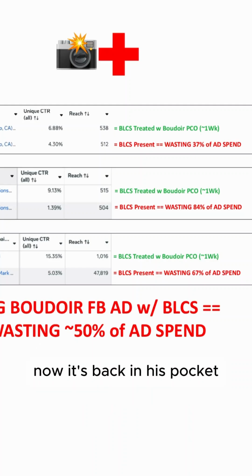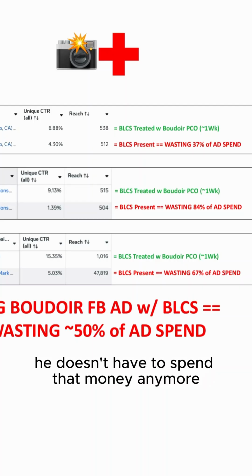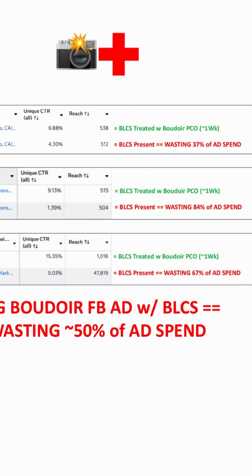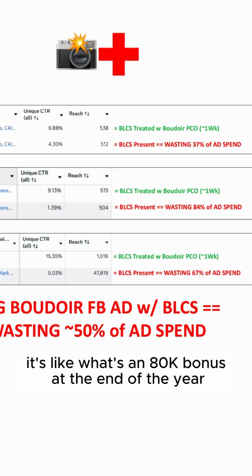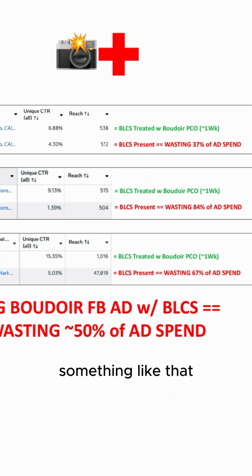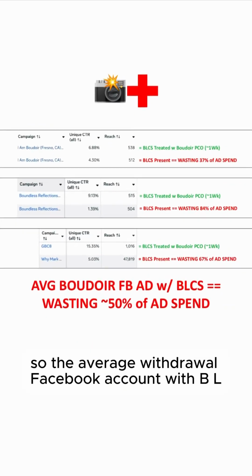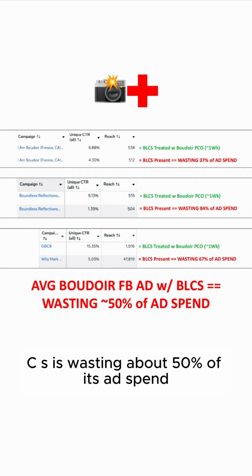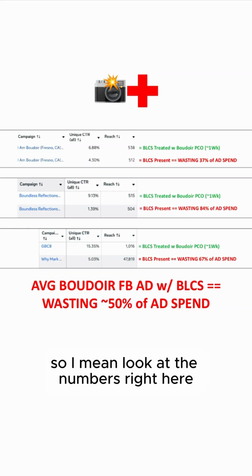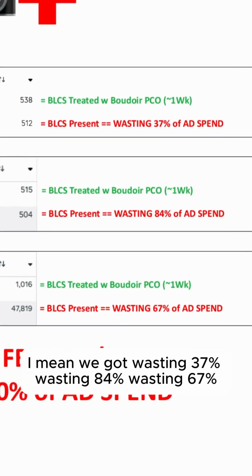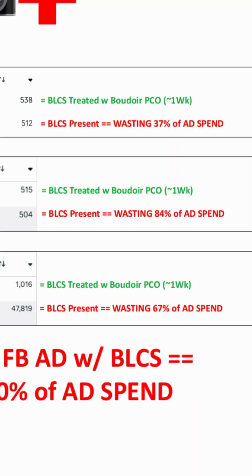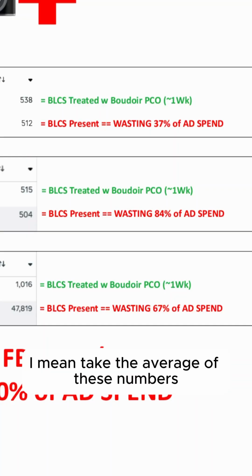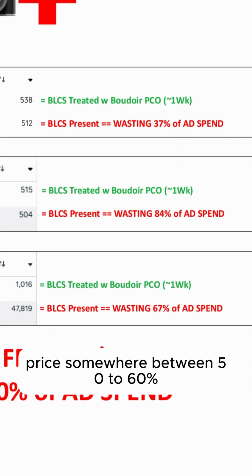Now it's back in his pocket every single month. He doesn't have to spend that money anymore. And it's like, what's an 80K bonus at the end of the year, something like that. So the average boudoir Facebook ad with BLCS is wasting about 50% of its ad spend. So, look at the numbers right here. We got wasting 37%, wasting 84%, wasting 67%. Take the average of these numbers, probably somewhere between 50 to 60%.